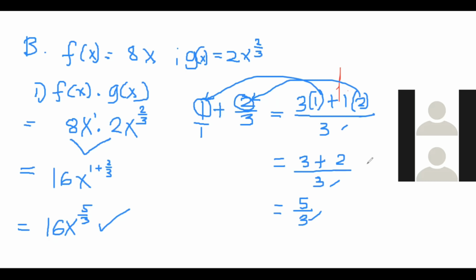Okay? So that would be your power for your final answer here for f of x times g of x. Alright? Any question about multiplication? Again, children, if you're multiplying the two terms of your function, always remember that you are only multiplying your coefficients, so your 8 and 2. But for your variables, you're going to add their exponents.